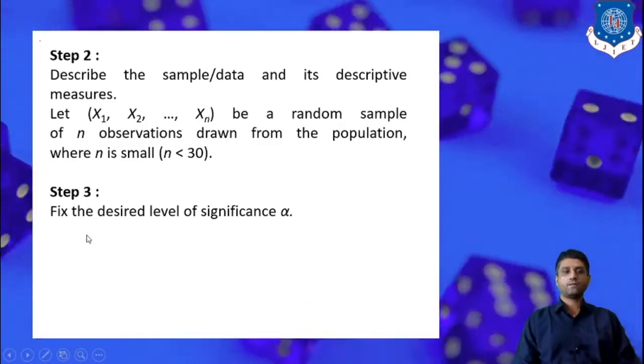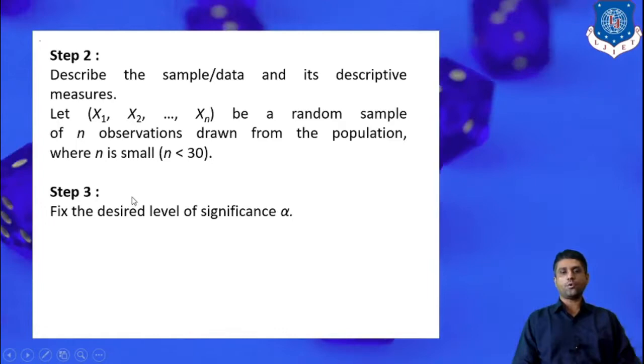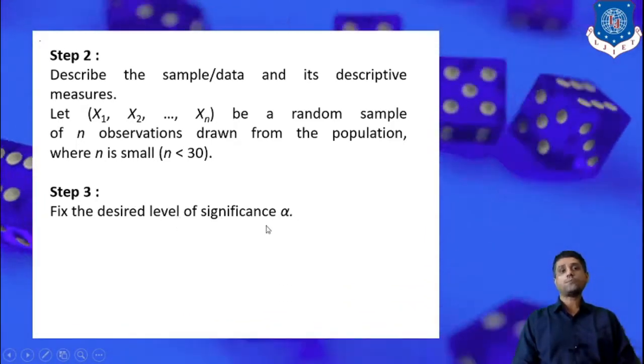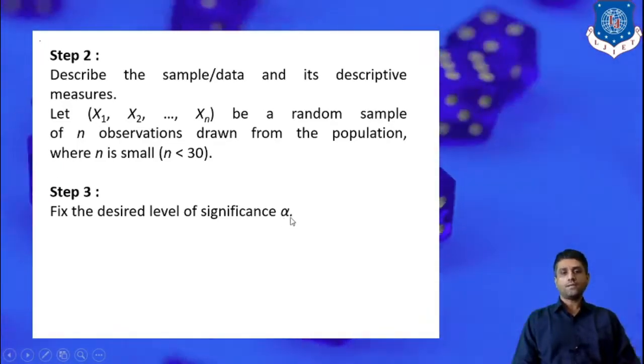Now step number 3. Before checking whether our null hypothesis is rejected or not rejected, we have to define the level of significance alpha. The well-known levels of significance are 1% and 5%.